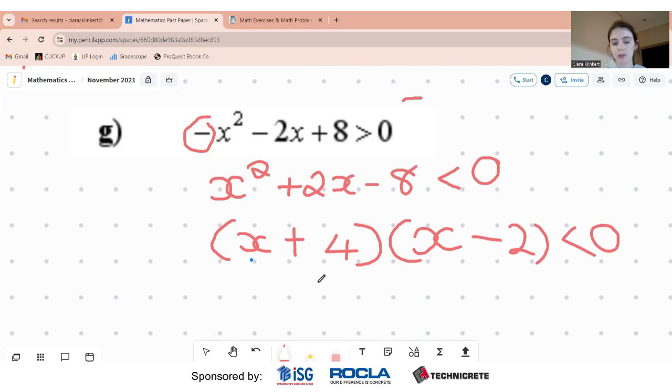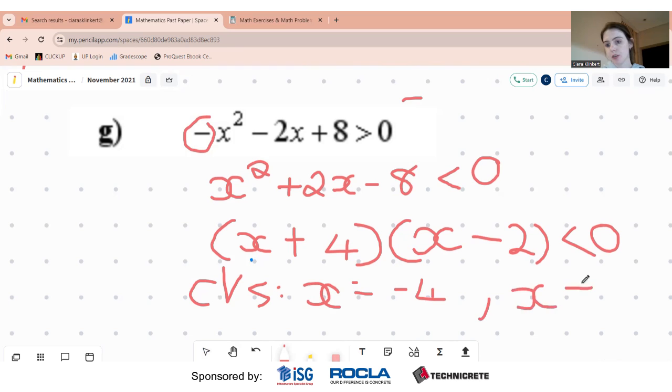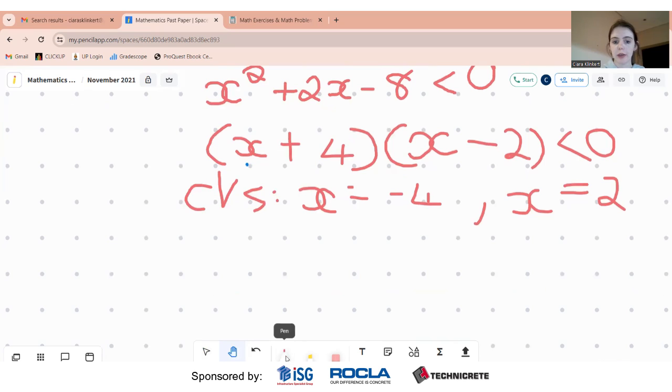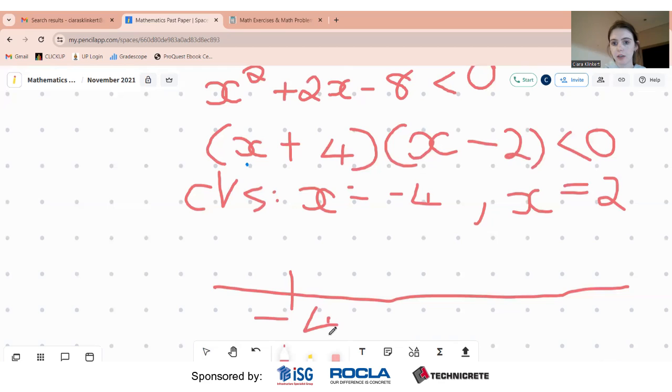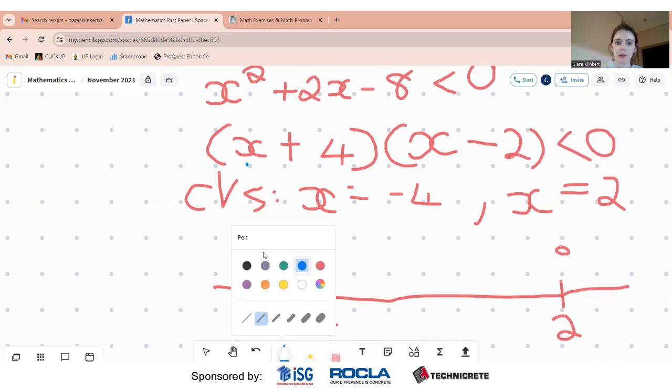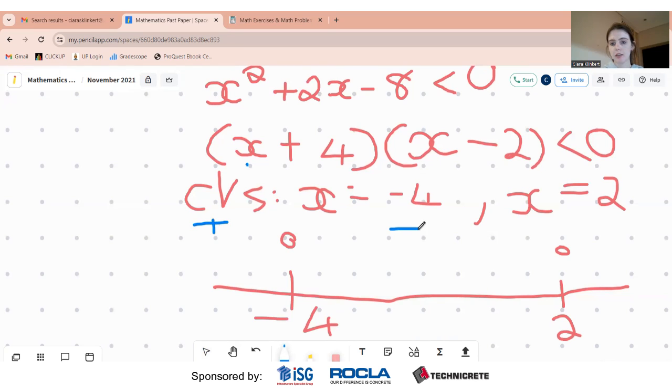So your critical values, if you split each bracket and set it equal to 0 and solve for x, you will get the following critical values. x is equal to -4. x is equal to 2. Now we set up our number line with -4 first, and then 2. We have a non-including inequality sign, so we have open dots. And then we remember that we have plus, minus, plus.